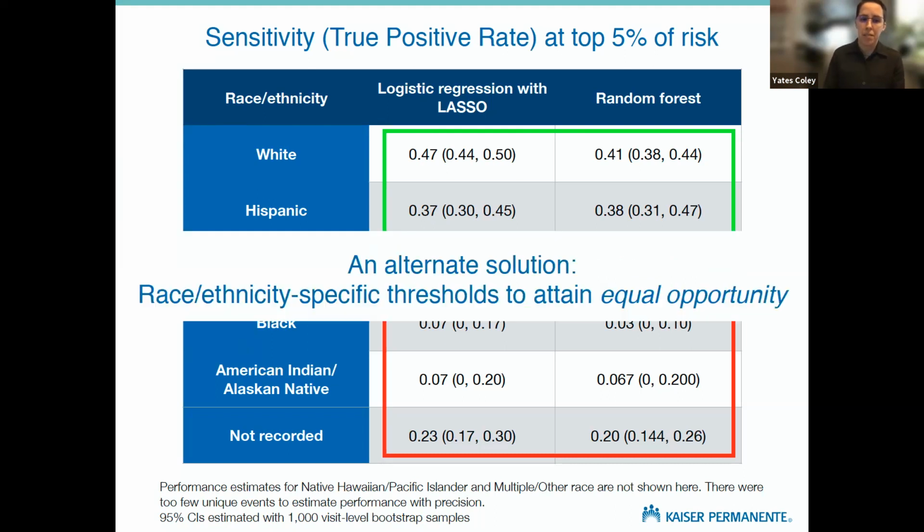So one option for dealing with low true positive rates in certain groups is to set different thresholds for each group so that you intervene on the same proportion of eventual events. That is, you equalize the true positive rate across your different groups. This is also referred to as equal opportunity in the algorithm fairness literature. So I'll illustrate that next, but first want to mention an additional measure of prediction model performance.